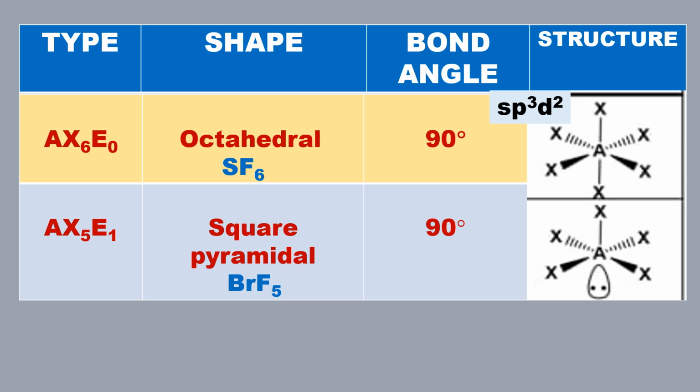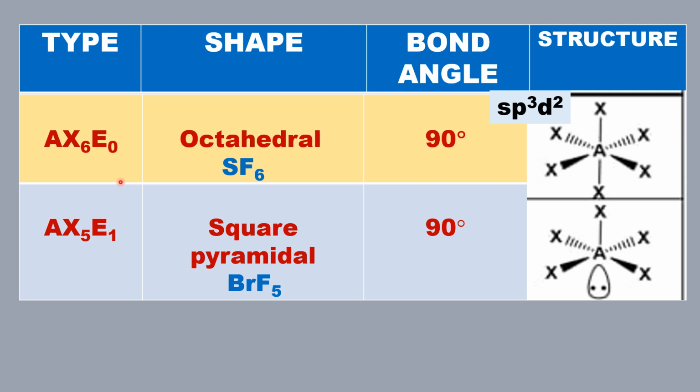Okay, let us see the AX6. This is the final type, AX6E0. That is, it is a regular geometry, octahedral, SF6, sp3d2 hybridized. The central sulfur atom is sp3d2 hybridized. The bond angle is 90 degree. As you know, for octahedral geometry, this is the most stable arrangement.